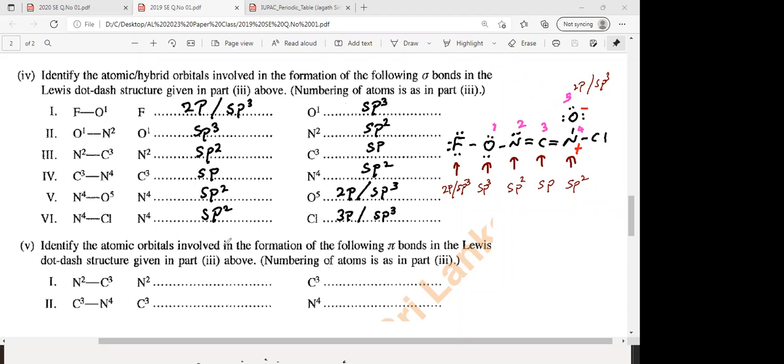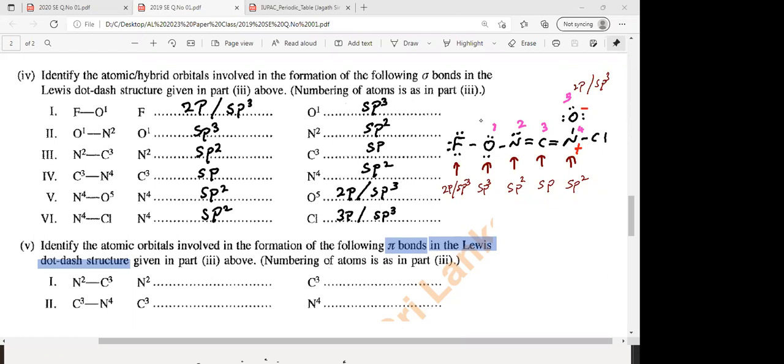Identify the atomic orbitals involved in the formation of the following 5 bonds. Highlight here the formation of 5 bonds in the Lewis dot dash structure. Okay. Can you quickly post the answer on chat? Remember, the simplest method: 5 bonds are formed only by 2p orbitals.